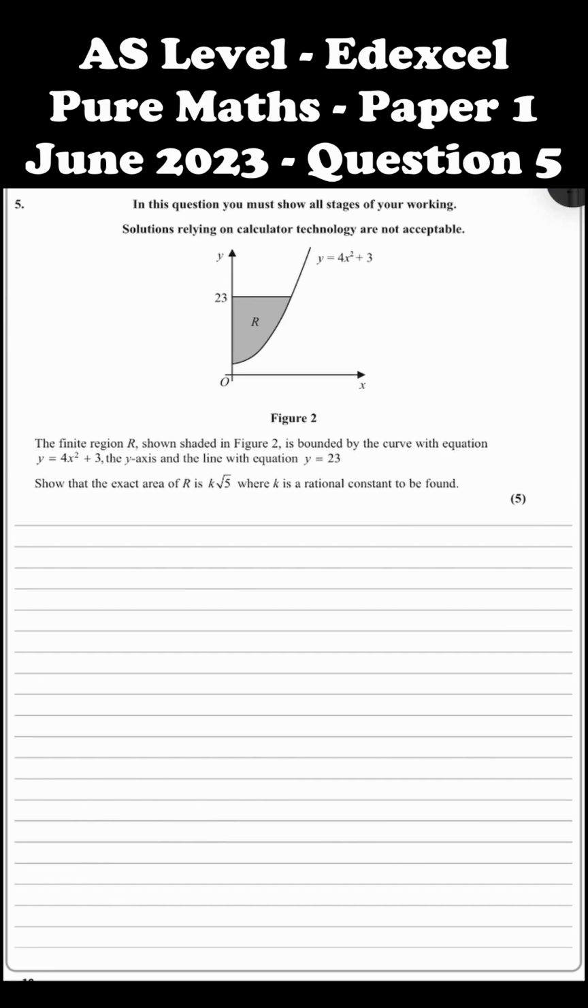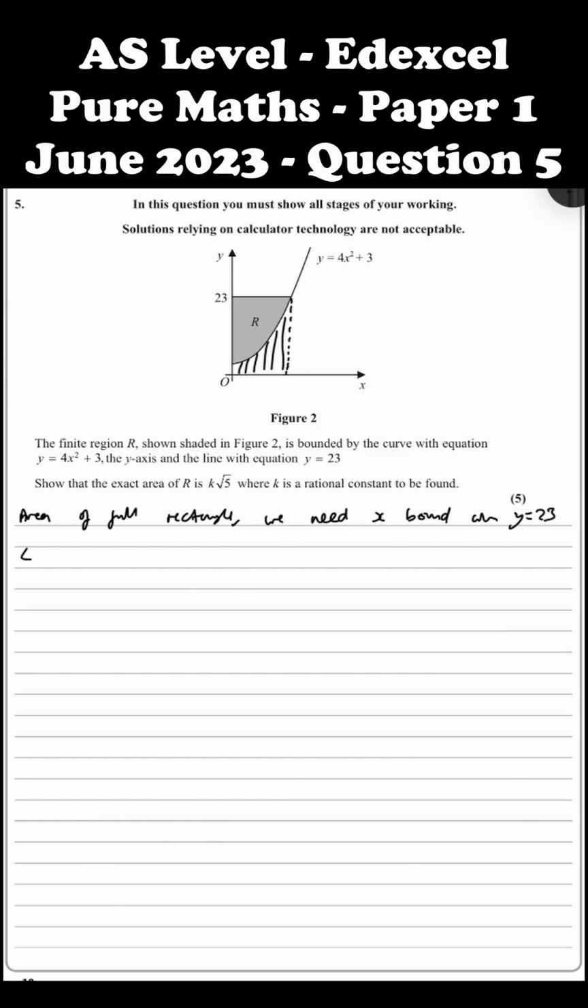So the way we're going to do this is we are going to work out what the area of this section is here, the full rectangle. Then we're going to work out the area under the curve by integration, and then we will do the rectangle's area minus the area under the curve, and that will leave us with R. So in order to find the area of the rectangle, we need the x-bound when y equals 23.